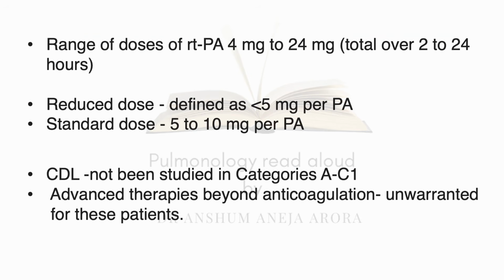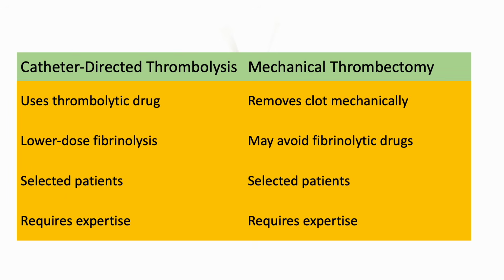What is the dose of alteplase in such studies? The guideline mentions that there have been a range of doses from 4 milligram to 24 milligram total over 2 to 24 hours. The reduced dose is defined as less than 5 milligram and the standard dose is 5 to 10. Catheter-directed thrombolysis has not been studied in patients between category A to C1 and again is not indicated.